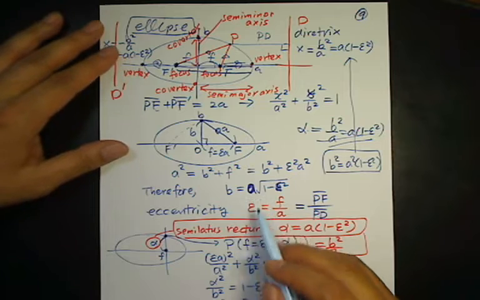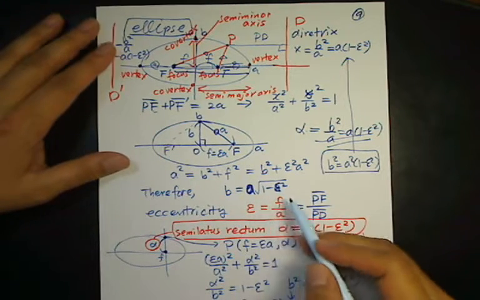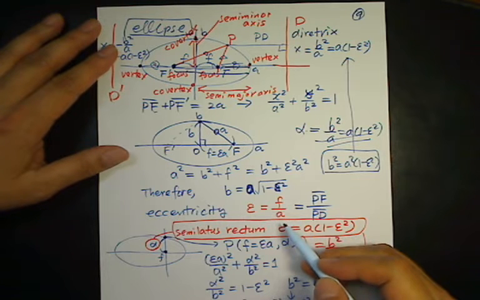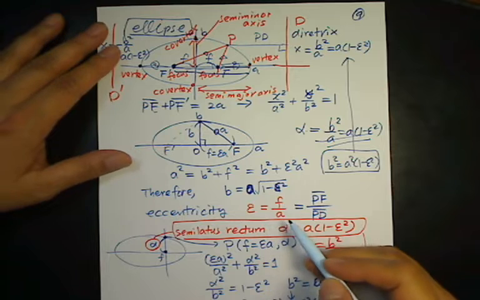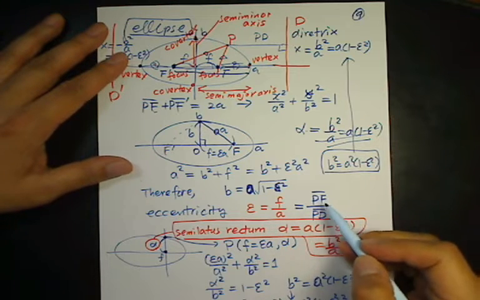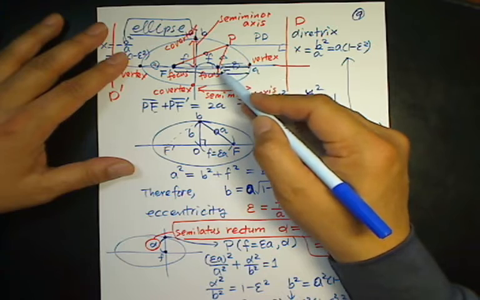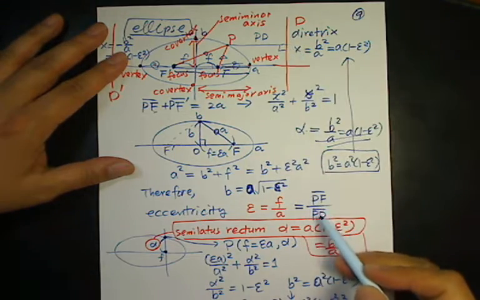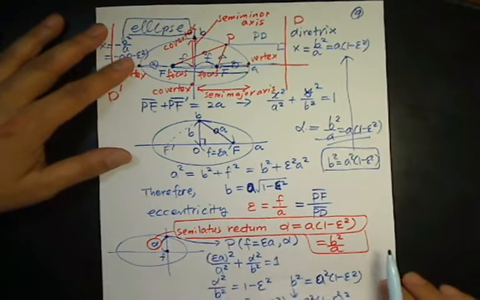Eccentricity can be expressed as the focus divided by the semi-major axis. Again, it should be the same as the ratio of the distance from the point to the focus over the distance from the point to the directrix.